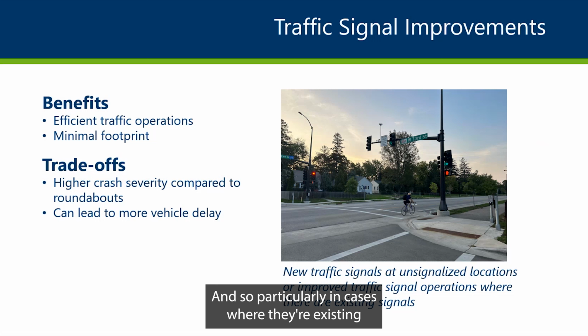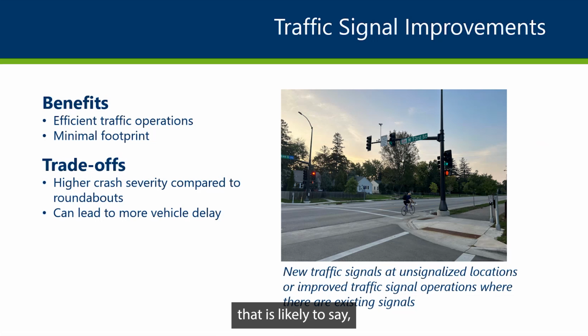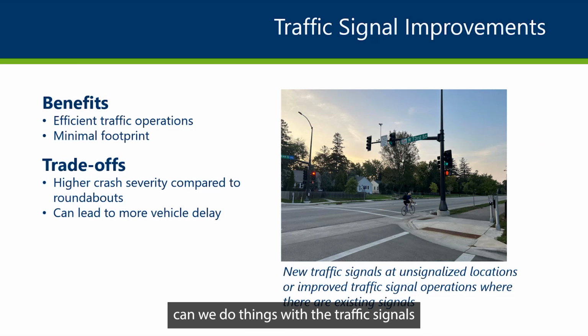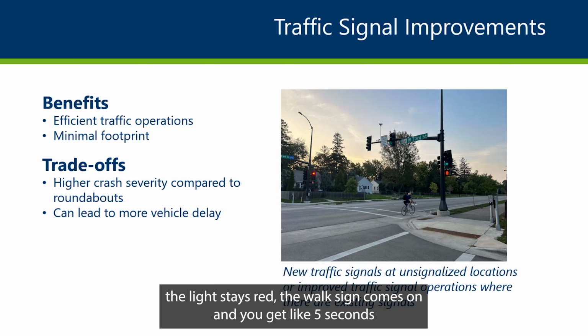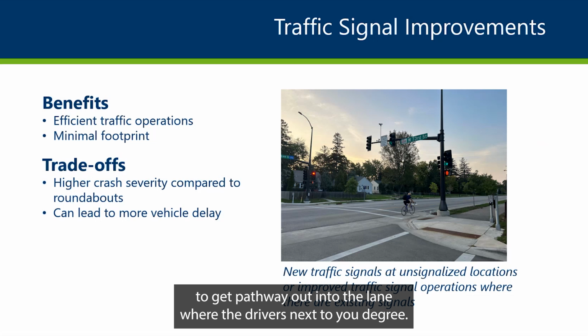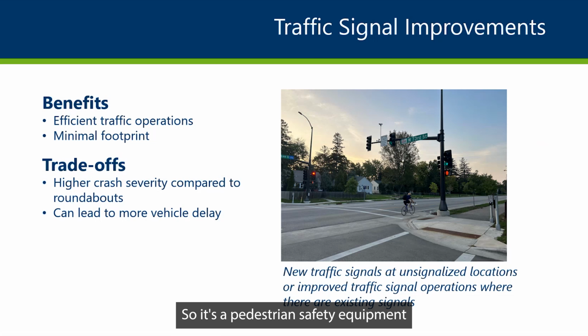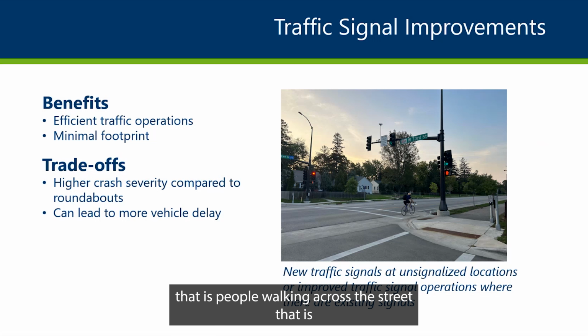Particularly in cases where there are existing traffic signals and we're not changing the geometrics, we know that's likely to stay. Can we do things with the traffic signals to make it work better? Anybody heard of LPI? Who knows what that acronym is? Yeah, leading pedestrian interval. It's pretty simple. The light stays red, the walk sign comes on, and you get like 5 seconds to get halfway out into the lane before the drivers next to you get green. So it's a pedestrian safety improvement that gives people walking across the street better visibility.